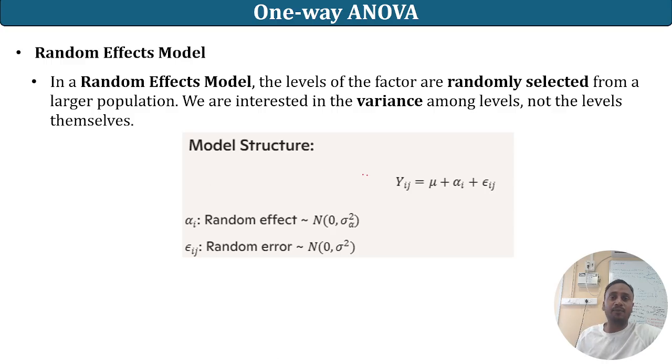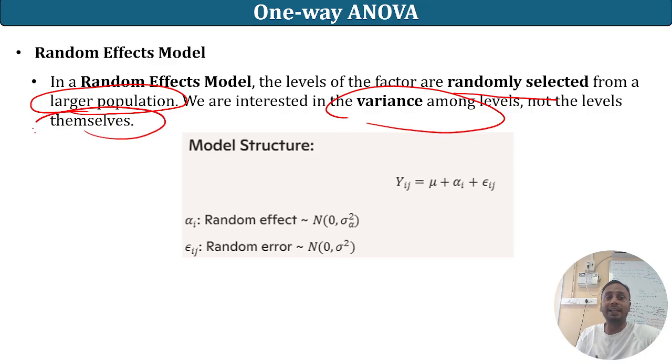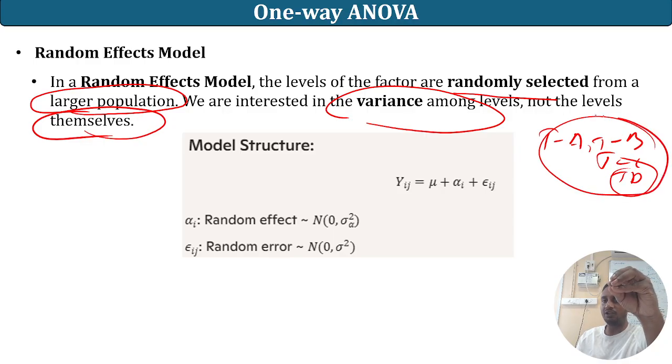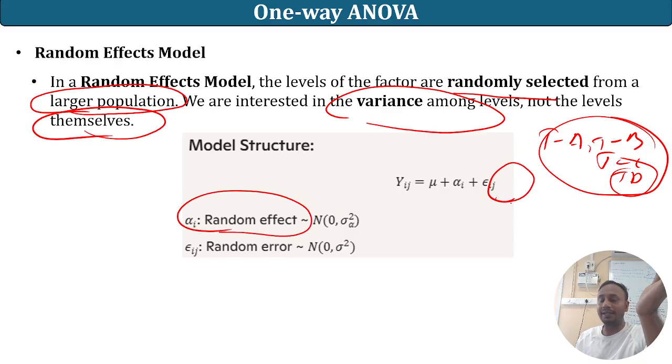Now we'll see the random effect model, where the levels of the factor are randomly selected from a larger population. Like we took some random sample, and from that random sample we are interested in the variance among the levels, not the levels themselves. In the fixed effect model, we have to define the levels, like treatment A, treatment B, treatment C, treatment D. It's something we have defined. Now we'll check the variance among the levels, how much difference there is among the levels. So that's going to be a random effect, and this is going to be the random error.